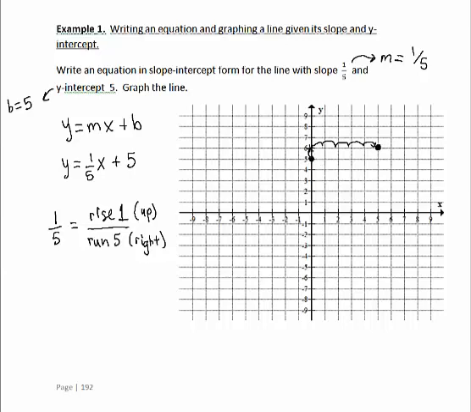Alright, and then from the previous chapter we learned that we only need 2 points to graph a line. So at this point we simply draw a straight line through our 2 points, and we put arrows on the ends.